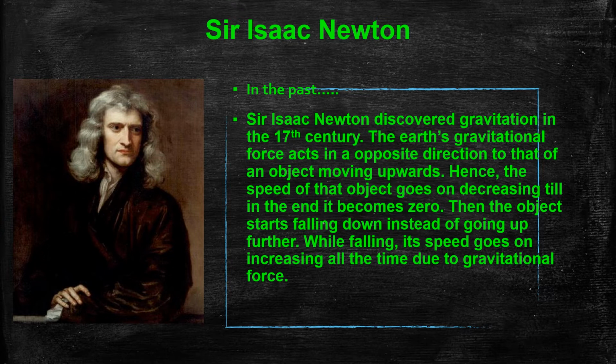Now let's discuss this point with the help of the example of that ball thrown up in the sky. When it reaches a particular height, it stops its motion. Means at that point its motion becomes zero, and then it falls down. It is coming down on the earth, but while falling down, its speed increases. And that is because of gravitational force applied by the earth.